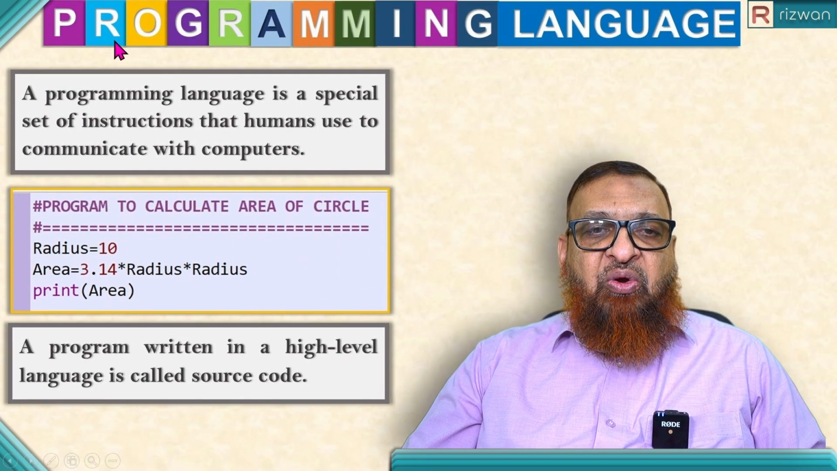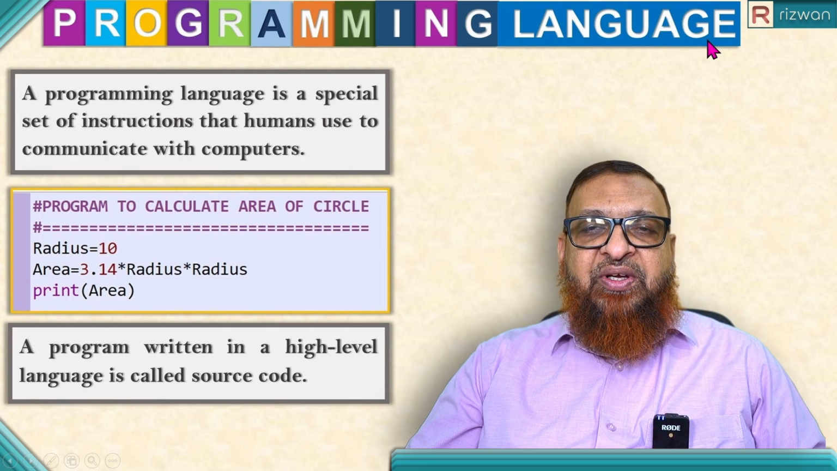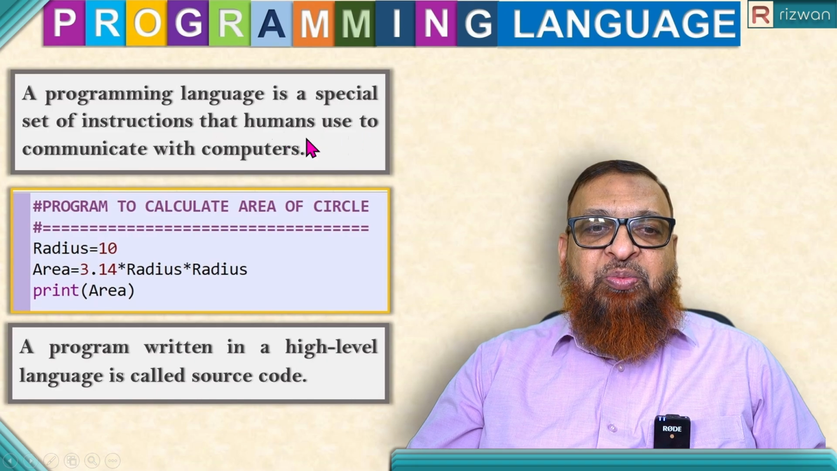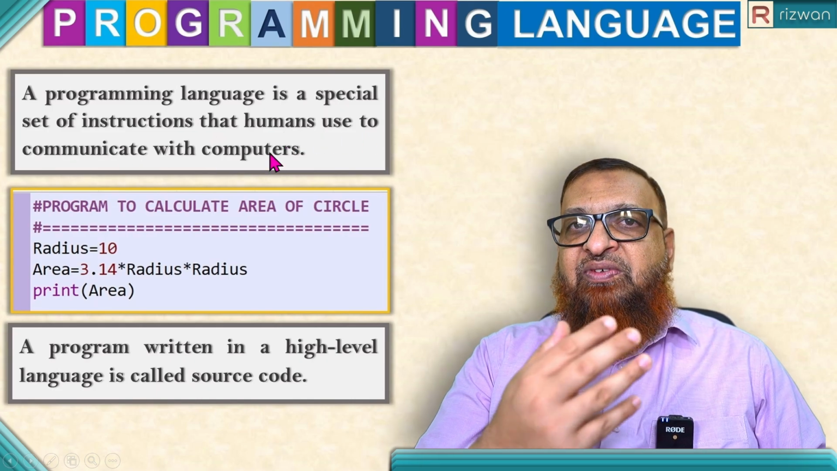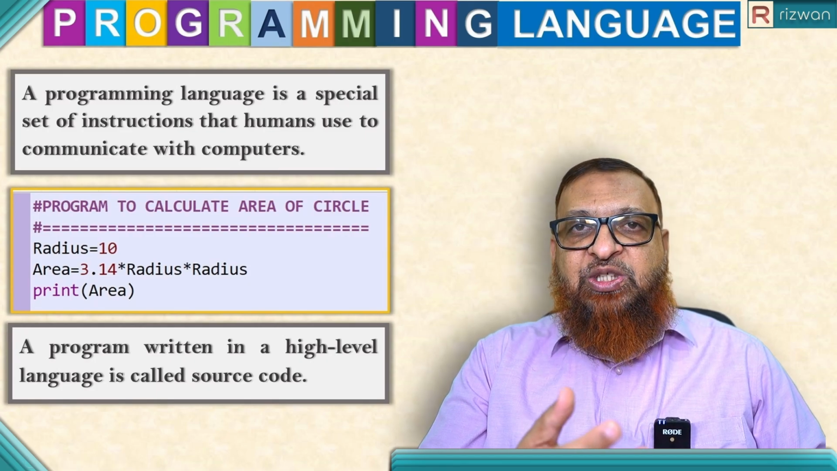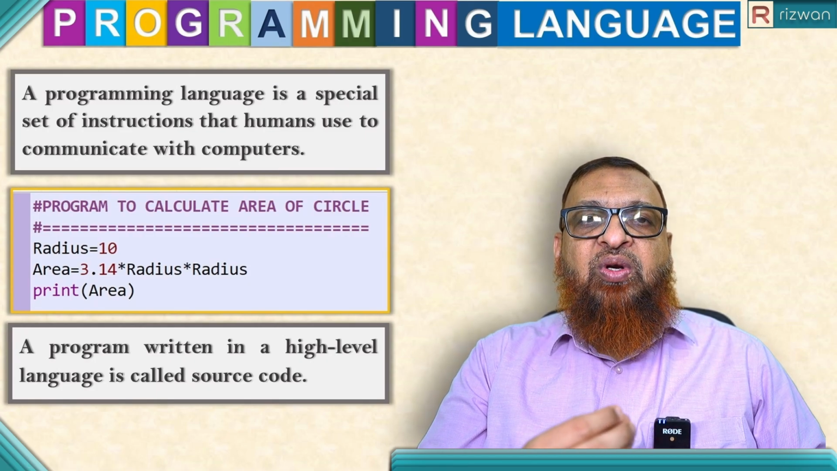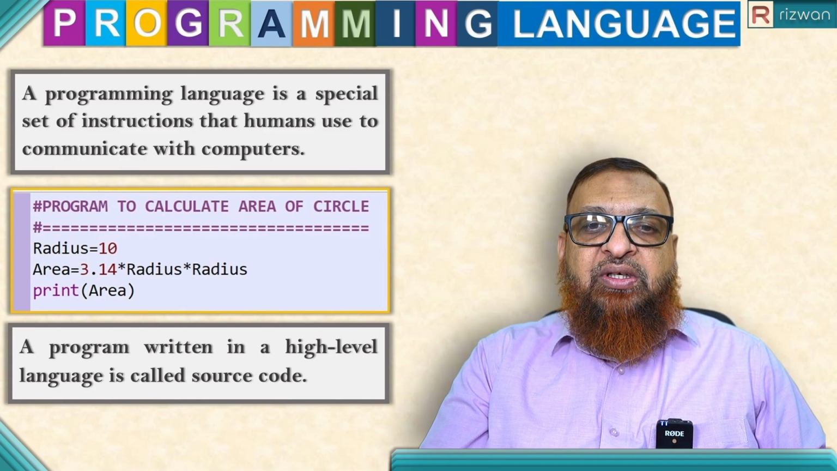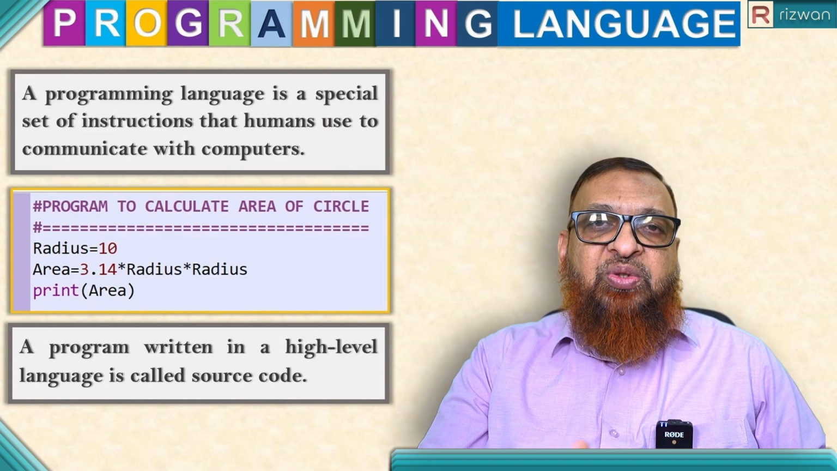Now you can see what is a programming language, okay? Programming language is a special set of instructions that humans use to communicate with the computers. So let us say we want to communicate with the computers. We cannot use the normal English language. We need to have a particular language, a computer language, in order to communicate with the computer. So it has certain special commands we need to learn.